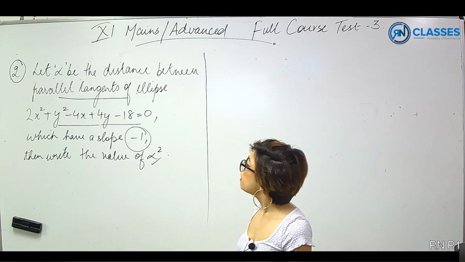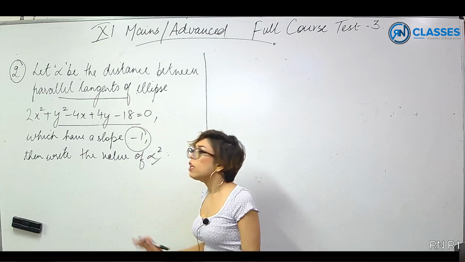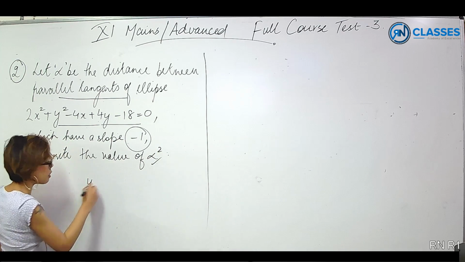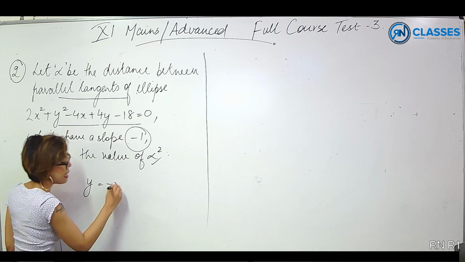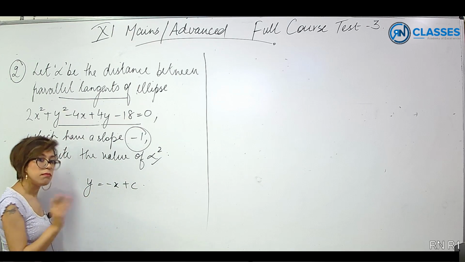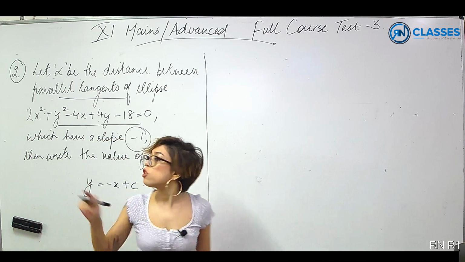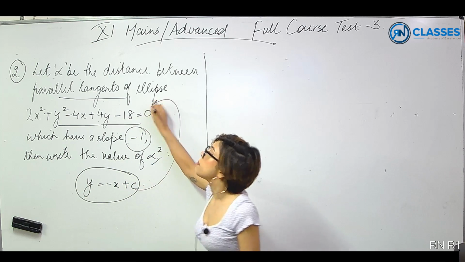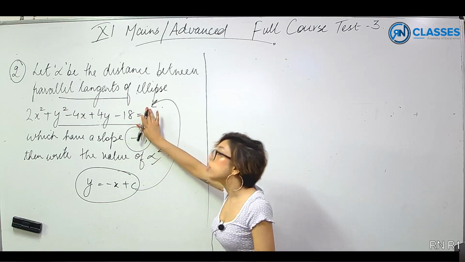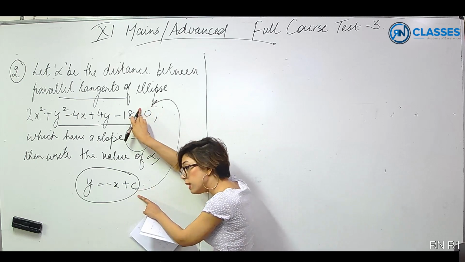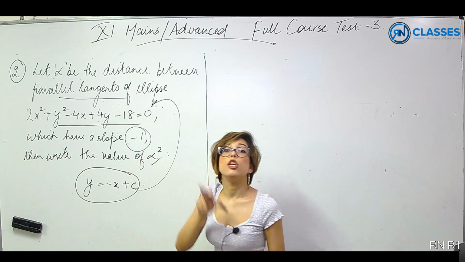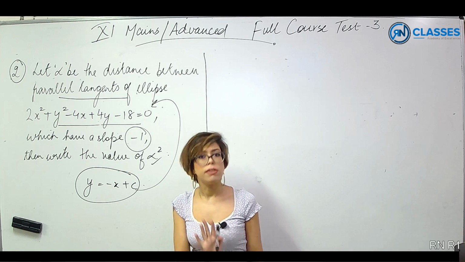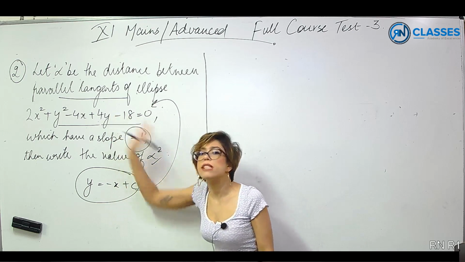Now, if the slope of the tangent is -1, that means I will be using the equation of tangent as y is equal to -x plus c. I'll use the fact that the slope is -1. Now, I know that this line is tangent to the ellipse. If this line is tangent to the ellipse, by simultaneously solving it, the discriminant should be equal to 0. Why? Because I want equal roots. That is how I will make this line tangent to this ellipse.